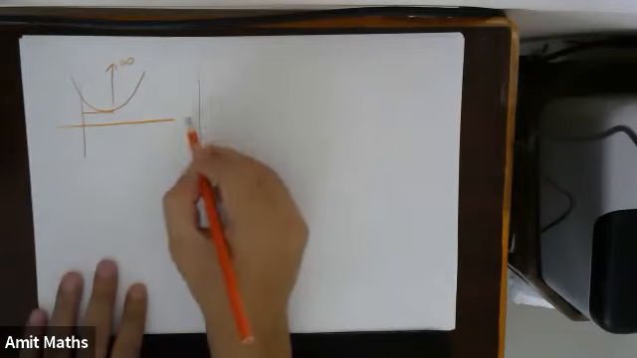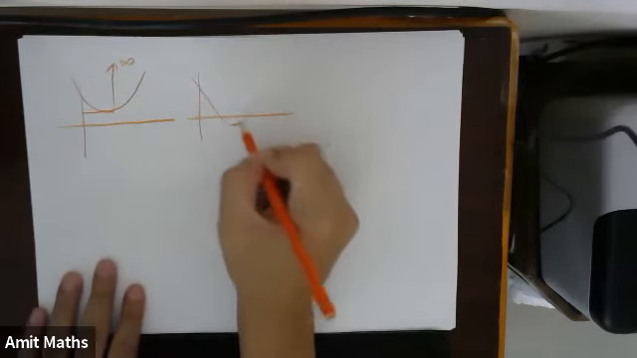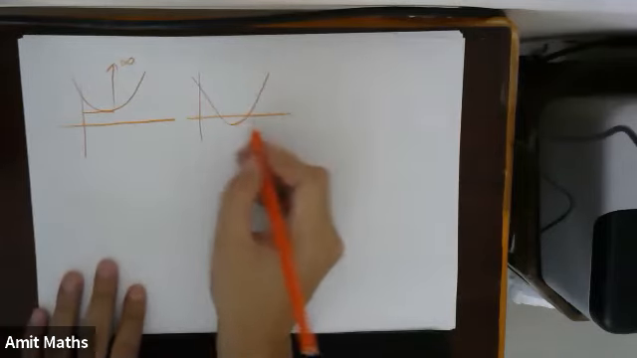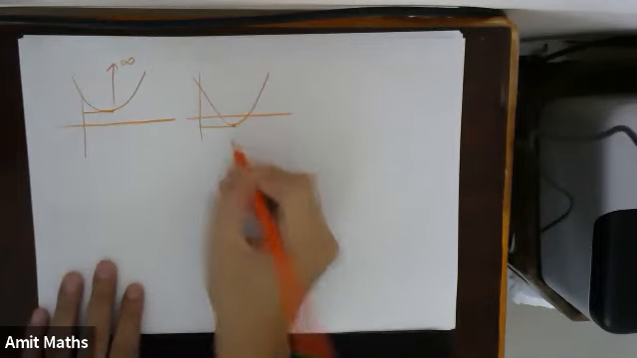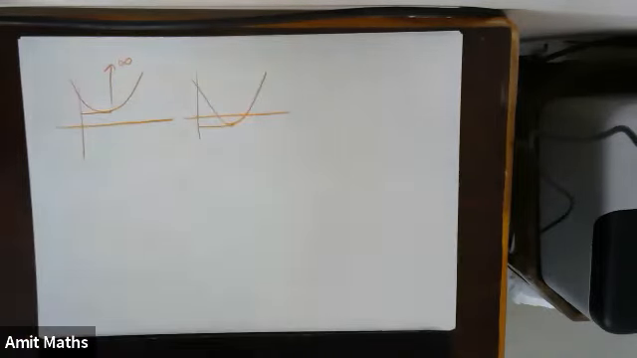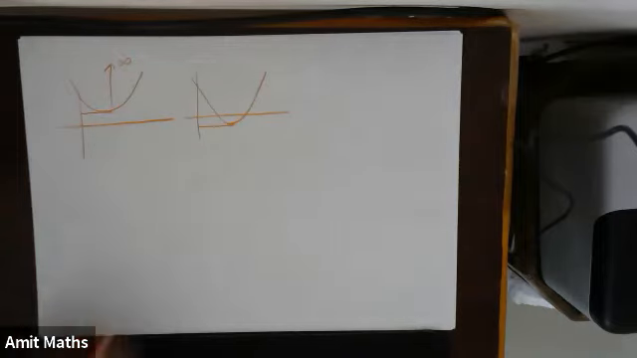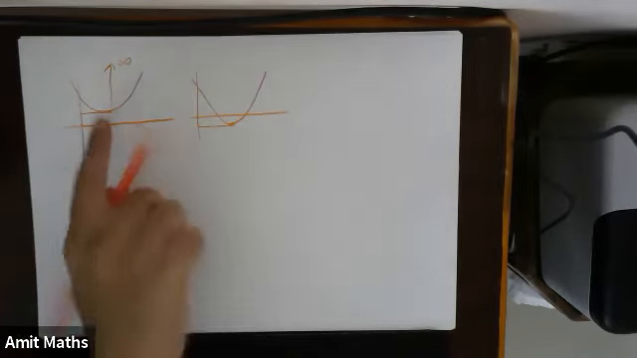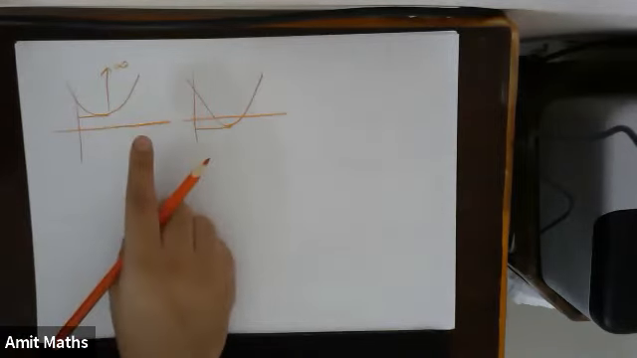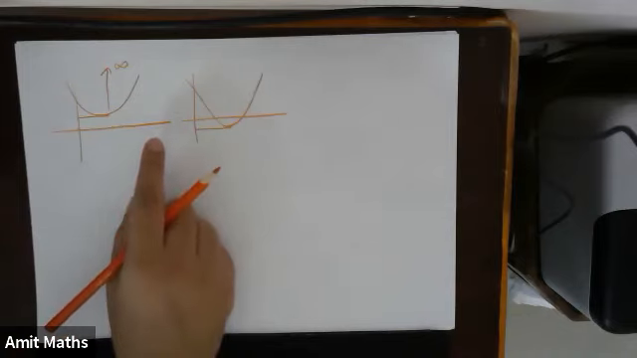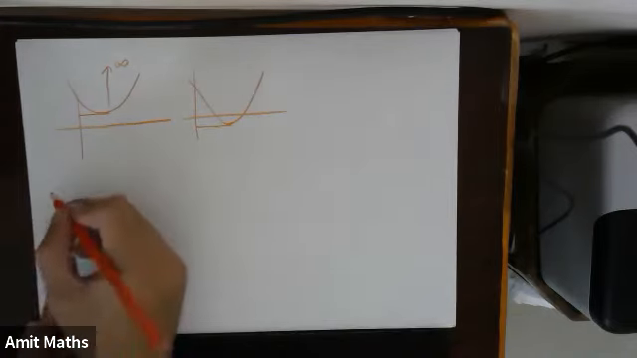Even when it does not intersect the x-axis and has no real roots, it will have a minimum point. So no matter if it has real roots or not, it will have a minima or a maxima in the case of an upward facing or downward facing parabola. Understood? Okay, now write the question.